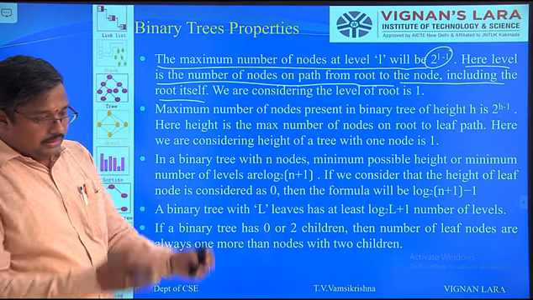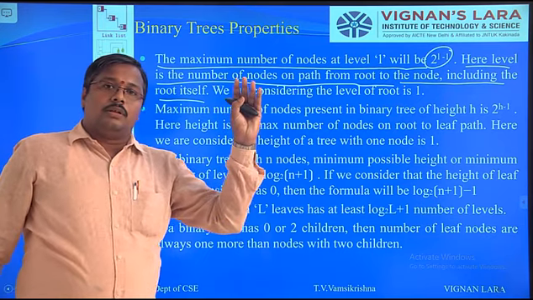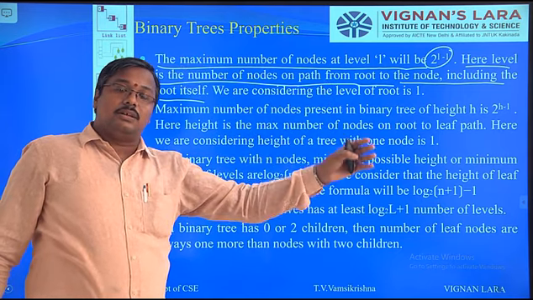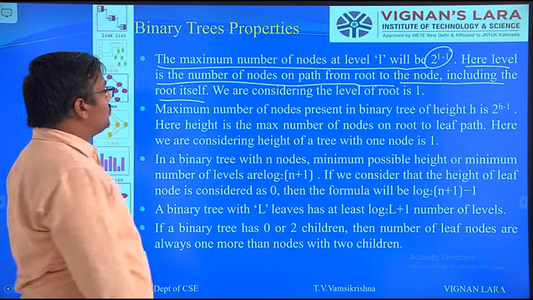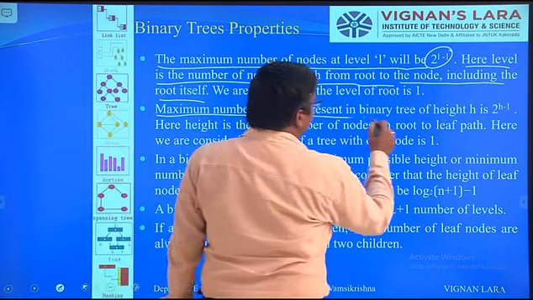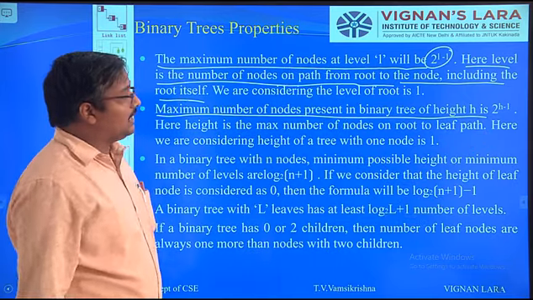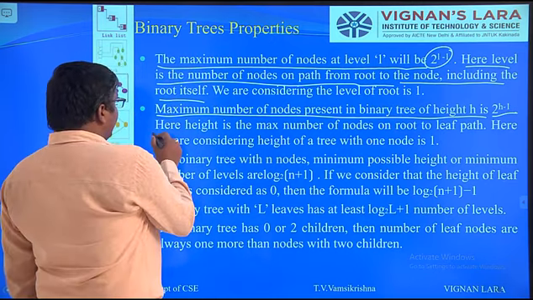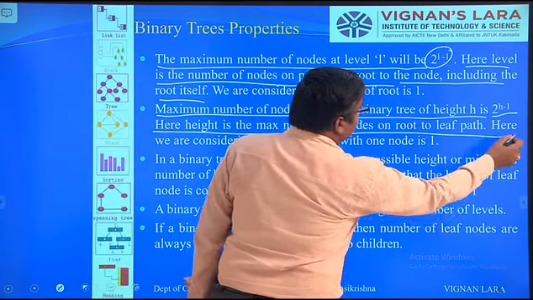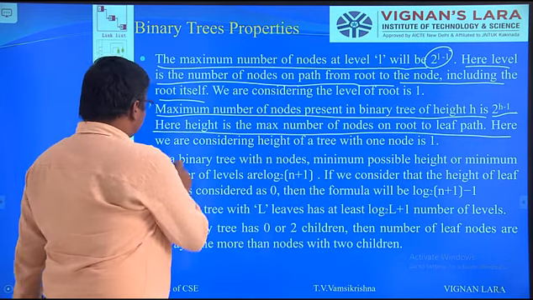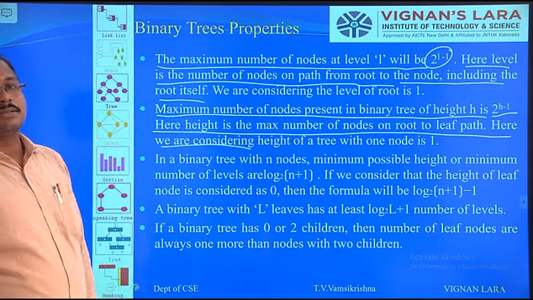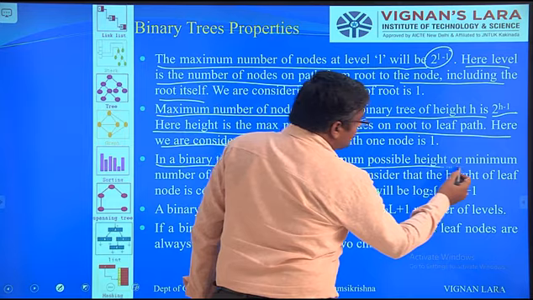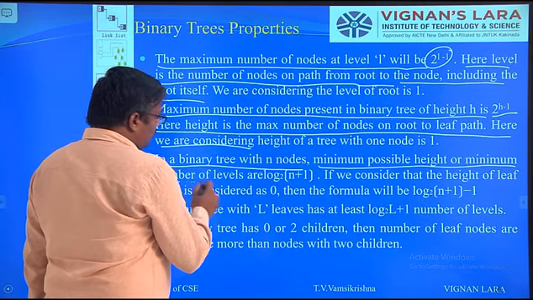Say for example, the height of the tree is h. The maximum number of nodes accommodated in the particular tree is 2 power h minus 1. That is the logic here. And the maximum number of nodes in a binary tree of height h is 2 power h minus 1. Here, the height of the root to leaf path is also considered as 1 only.